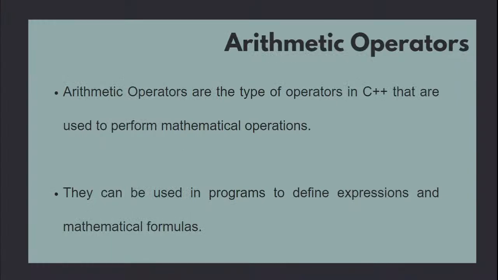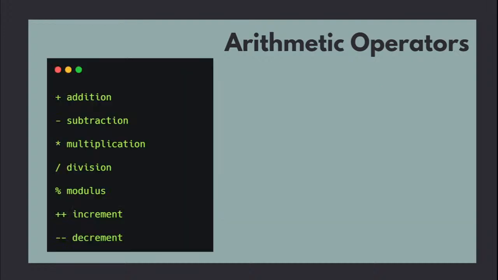These arithmetic operators are the type of operators in C++ that are used to perform mathematical operations. They can be used in programs to define expressions and mathematical formulas. For example, you can do the basic mathematical operations with arithmetic operators such as addition, subtraction, multiplication, division, then modulus, then increment and decrement. All these things we'll see one by one with examples.